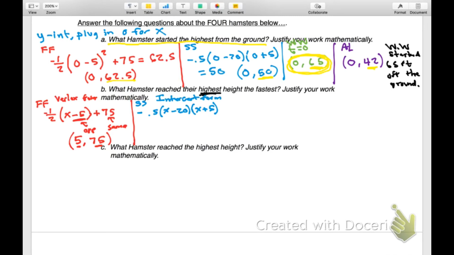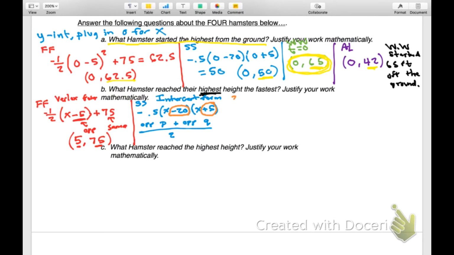Okay, so for intercept form, to find the vertex, we have to take the opposite of P plus the opposite of Q and divide it by 2. Remember that P and Q are the values here, the ones circled in orange. So we need to be taking the opposite of those. So the opposite of P right now is -20, is going to be 20.